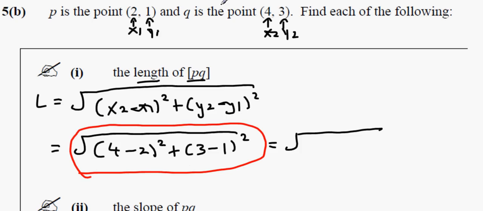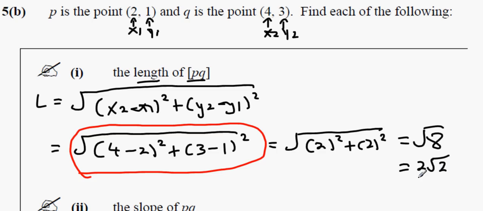I'll break it down. What I'm going to get is 2 squared plus 2 squared. I'm going to get 4 plus 4, and that's going to give me root 8. And root 8 is the exact same thing as 2 root 2. If that's what comes up on your calculator, press the change button on your calculator, and you're going to get 2.83 as the distance.